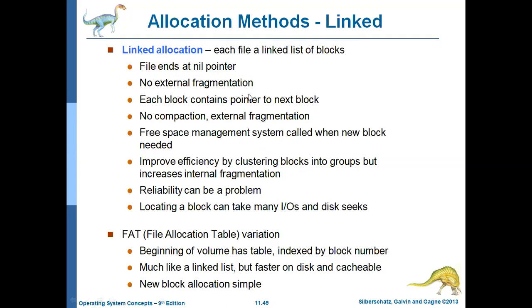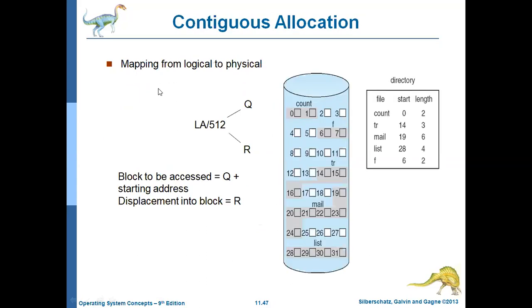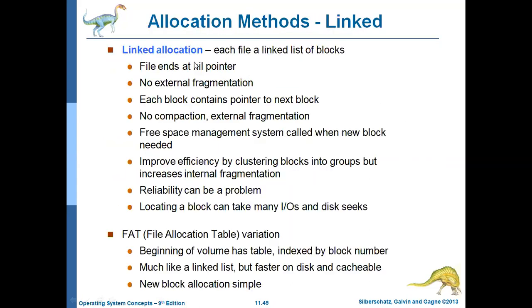Let us look at one more allocation method called linked allocation. That was contiguous; one more is linked. What is this linked? You are all aware of the linked list in data structures. The same thing follows here: each file is a linked list of blocks, and the file ends at a nil pointer.